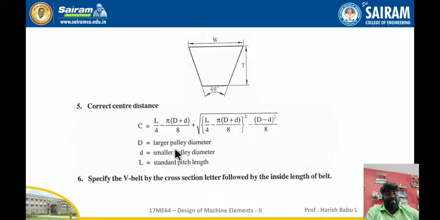So capital D will be the larger diameter, small d will be the small diameter, L will be the standard pitch length. By finding that, the last step will be specifying the V-belt by the cross section letter followed by the inside length of the belt. So this is the procedure you want to follow for designing the V-belts. Let us see a problem on that.